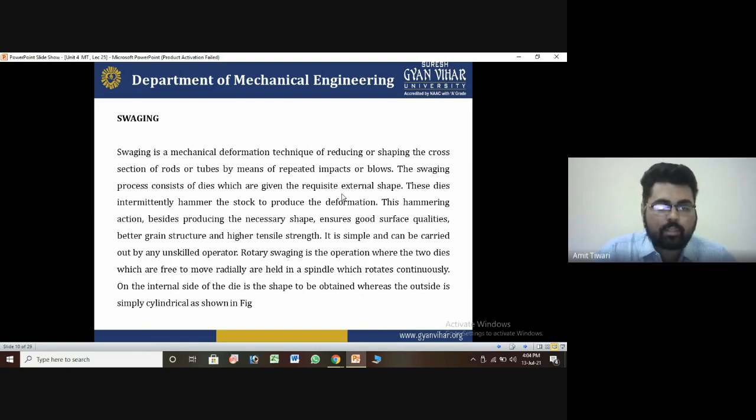So you can provide the necessary shape and ensure good surface quality, which has to be understood with the high-speed spindle that rotates continuously, and the sliding side. We have the part where the outside is simply cylindrical, as in the figure.